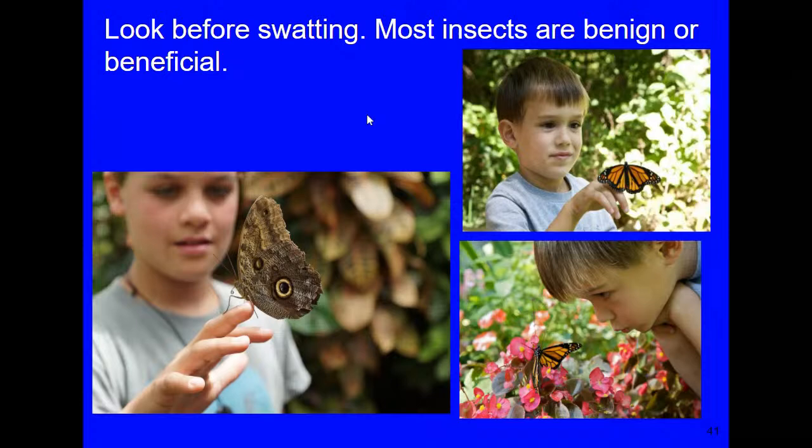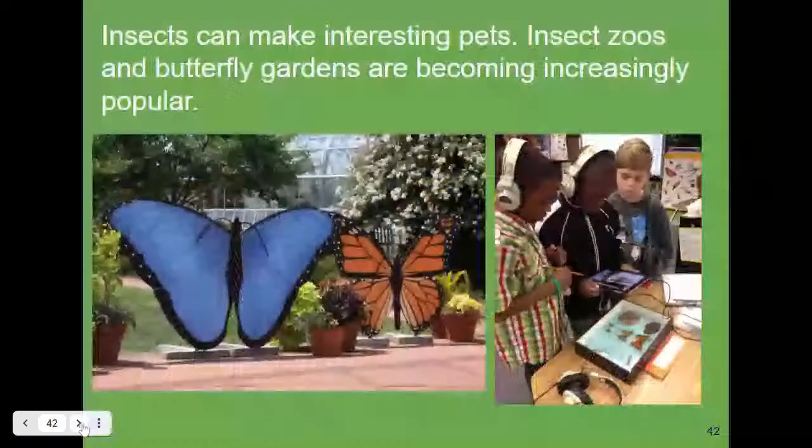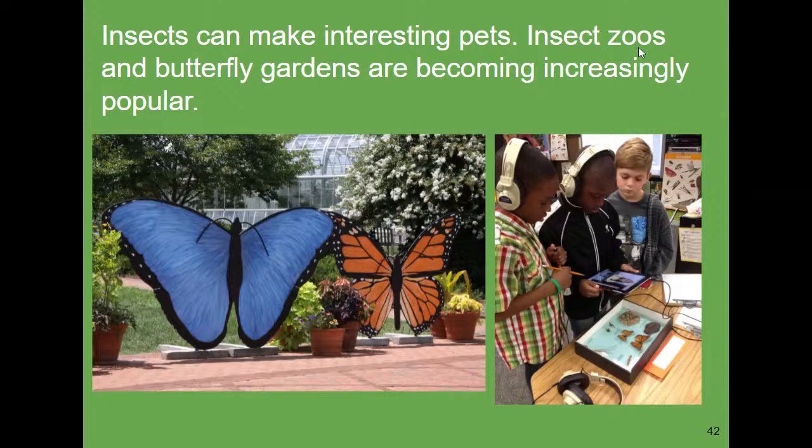So just swatting things, and okay, butterflies, pretty much nobody doesn't like a butterfly. They may not like the caterpillars, but butterflies are very appealing. And some people keep them as pets, and there are places that have insect zoos. I think there's a big butterfly, I don't know if they call it a zoo exactly, and some zoos have special enclosures where you can go in and see butterflies.